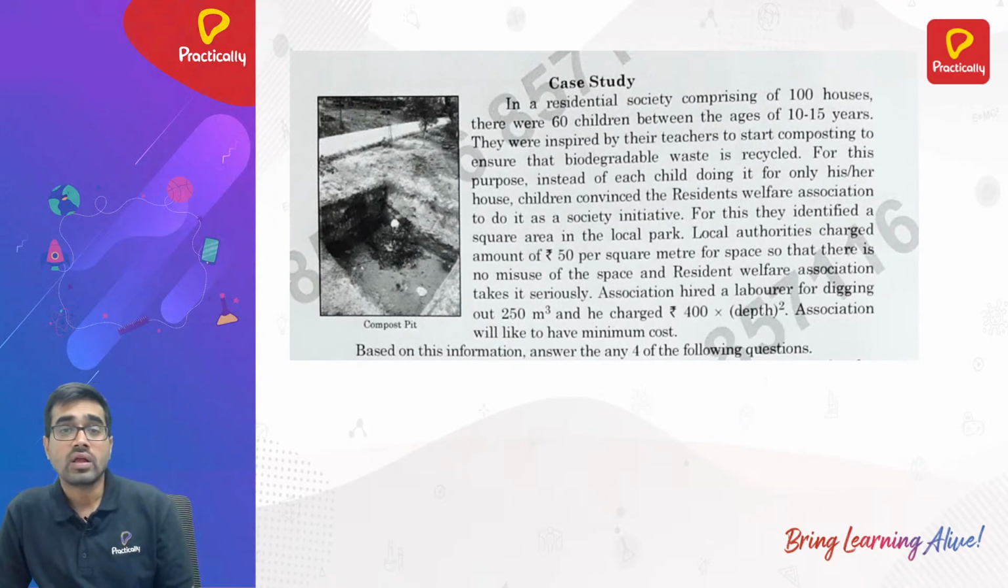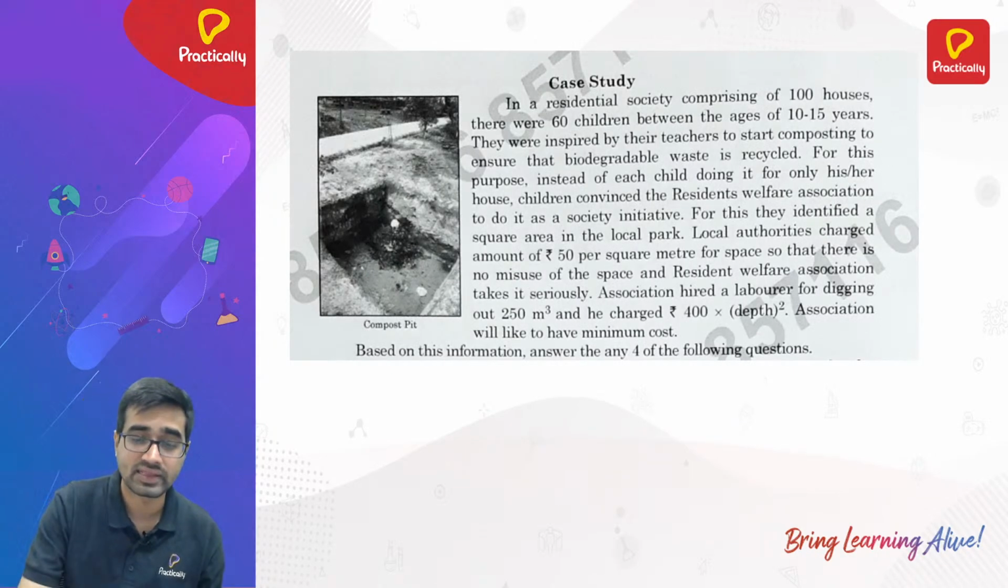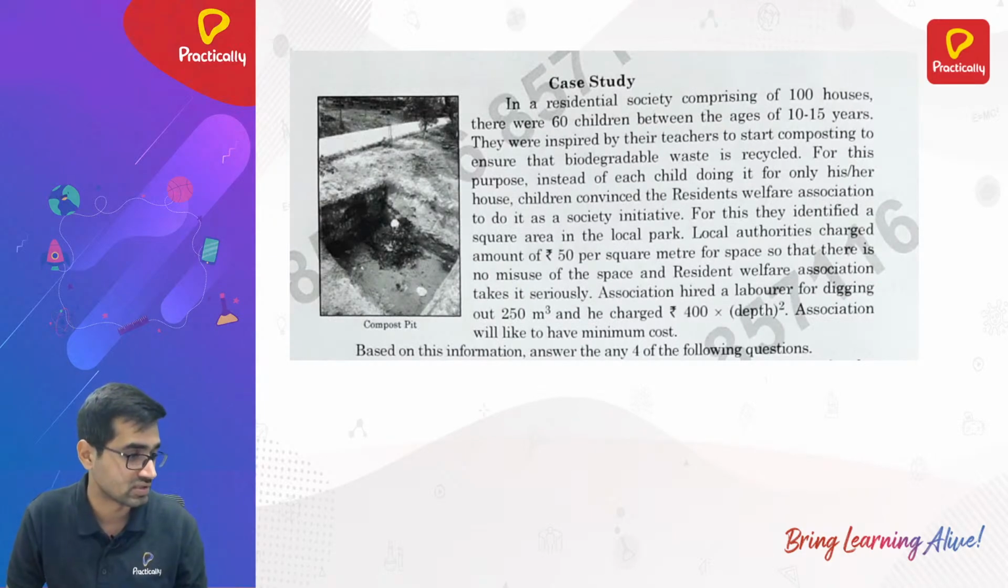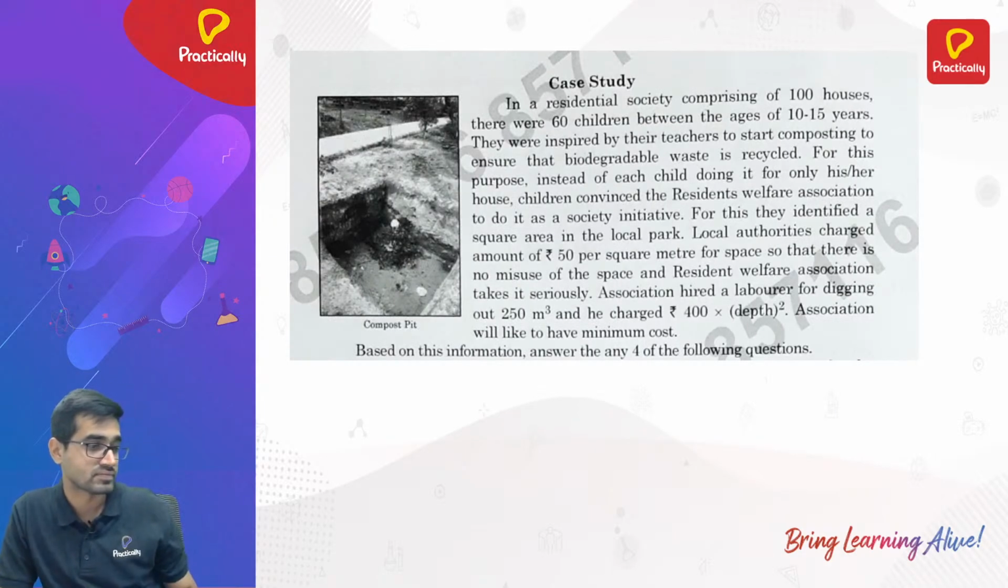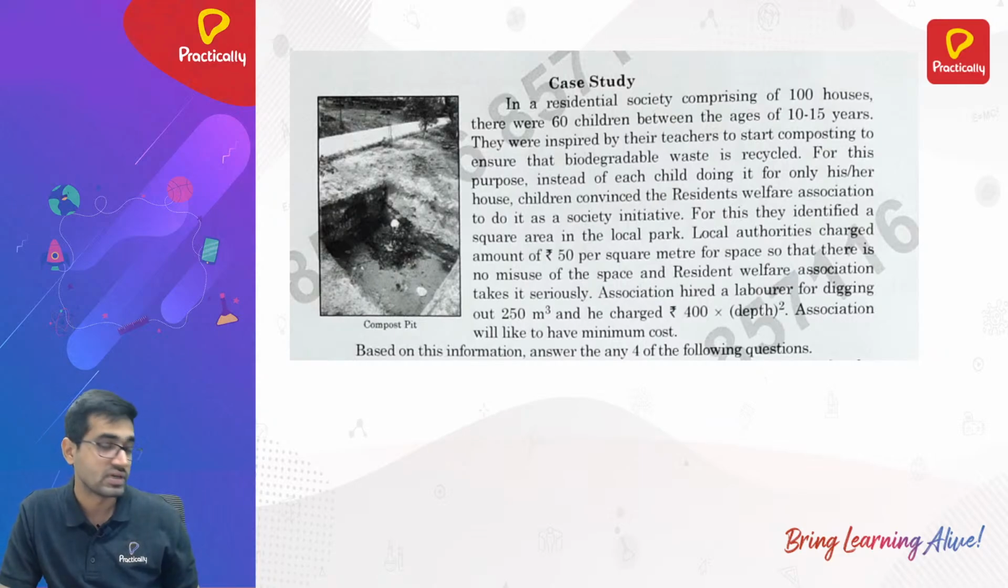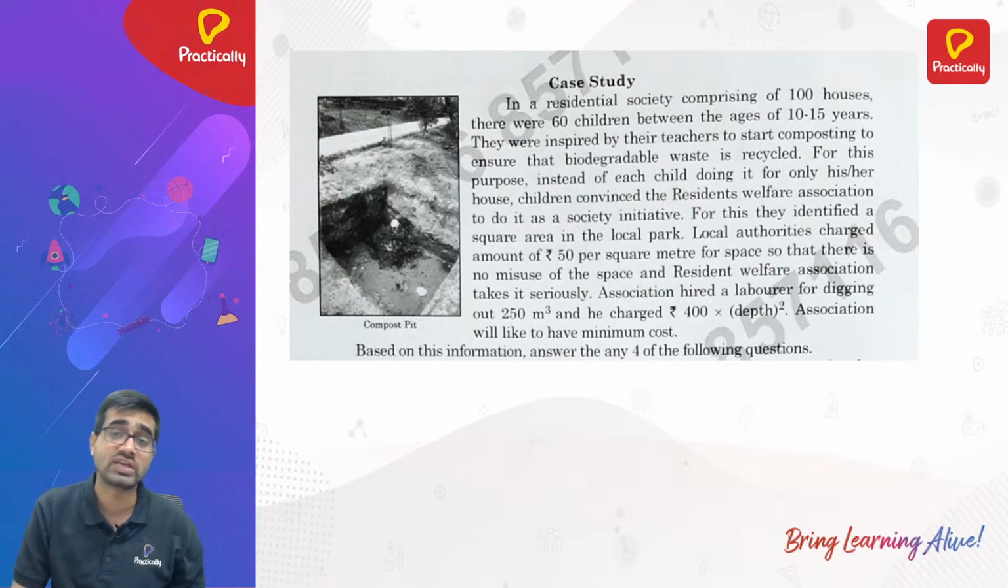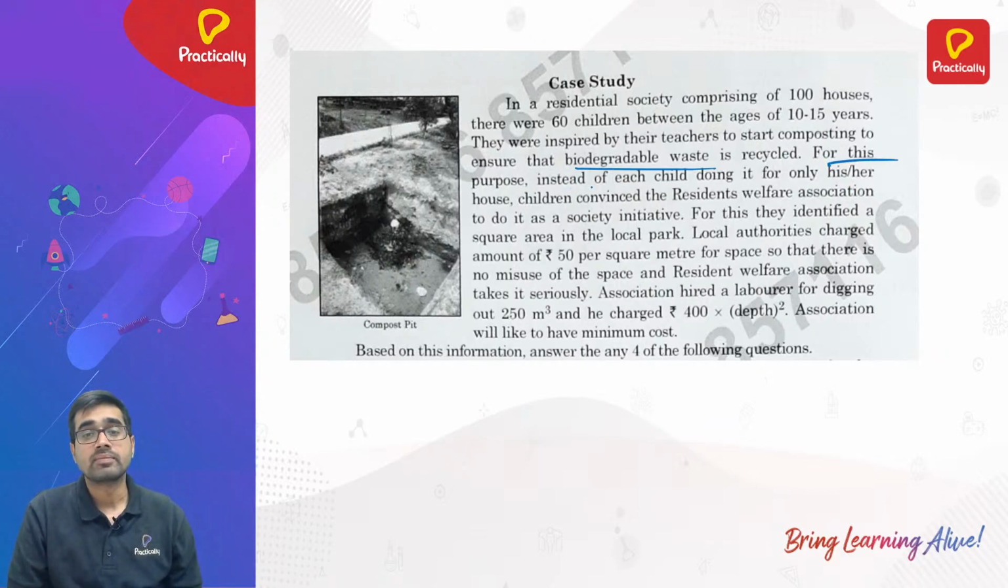Okay, this is a case study. I think this is the last 5 questions. So we'll solve it and we are done. Okay, let's quickly finish it. In a residential society comprising of 100 houses, there were 60 children between the ages whatever. They were inspired by their teacher to start composting. So for this purpose, they identified a square area.